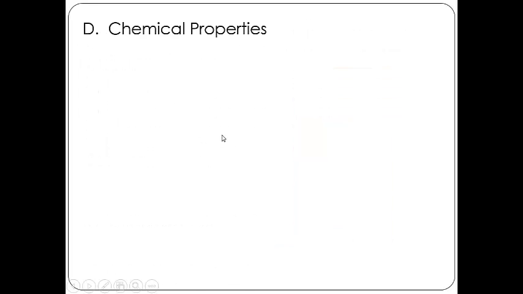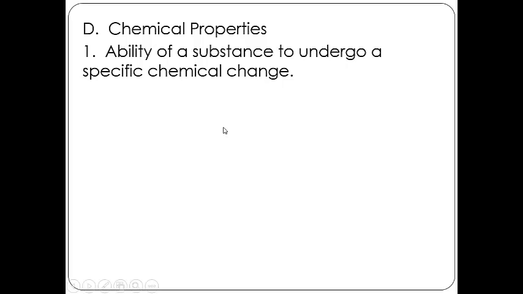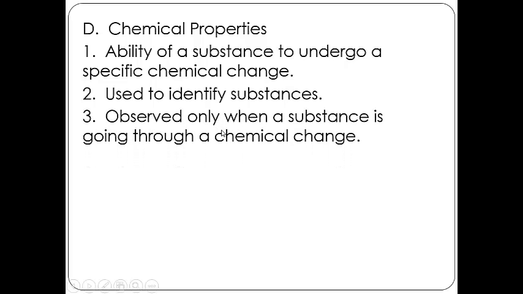When we look at chemical properties, we're looking at the substance's ability to change, to be chemically altered. This is how we can identify different substances. You're not going to notice a chemical property unless you're observing it actually going through a chemical change. Whereas with physical properties, you can look at the room around you and list off a bunch of physical characteristics. Chemical properties you're not going to see until it's actually going through a chemical change.